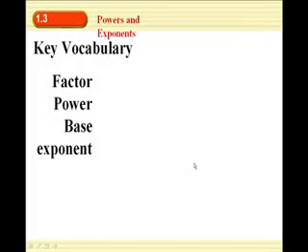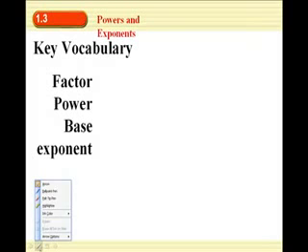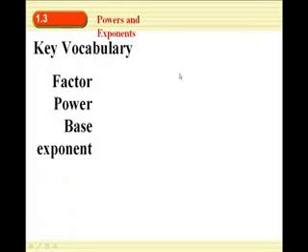This is 1.3 out of your book, 6th grade math, powers and exponents, page 15. Key vocabulary for this part of the chapter is factor, base, and exponent. So let me get my pen going here. And let's go up here, and for factor, we've got our little thing here, factor.